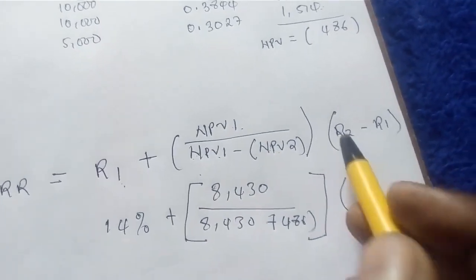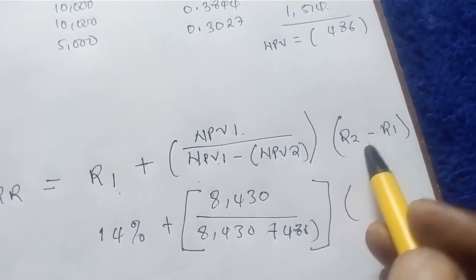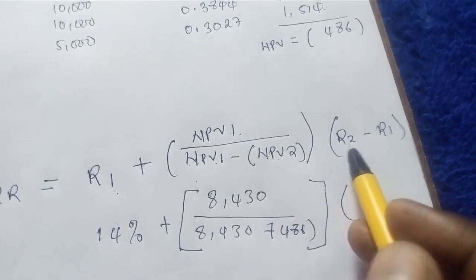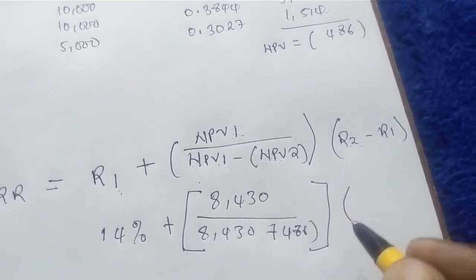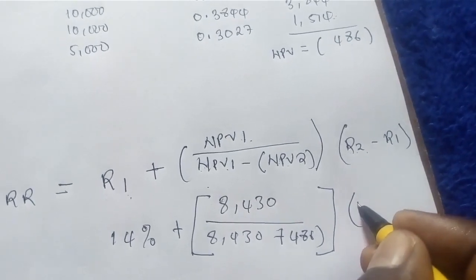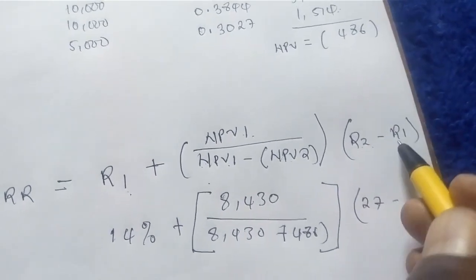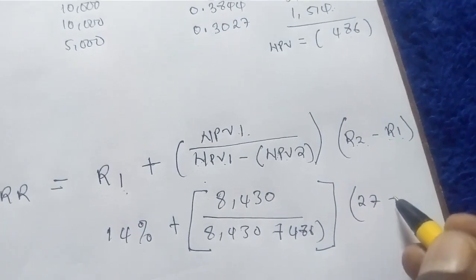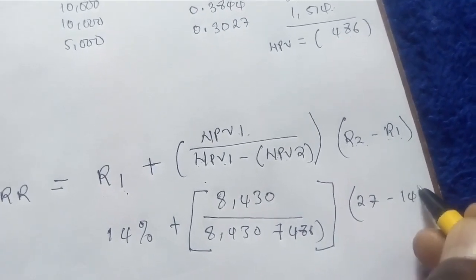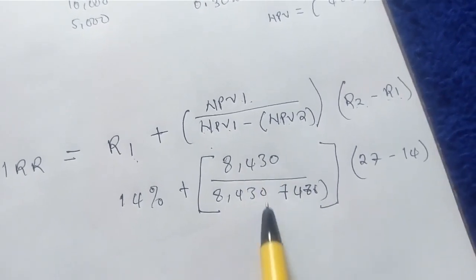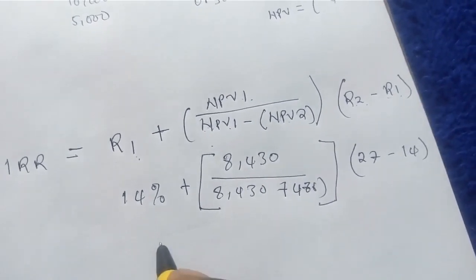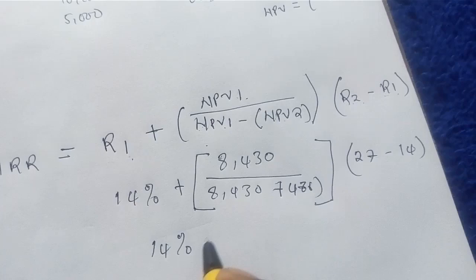Then again, another trick is on these rates. The second rate that has given us the negative NPV in this instance is 27%. So we don't convert the rate, we just write it the way it is. So we have 27 minus the initial rate in the question, which is 14, like that. Then when we do the mathematics here, after you divide, we are going to have 14% plus.